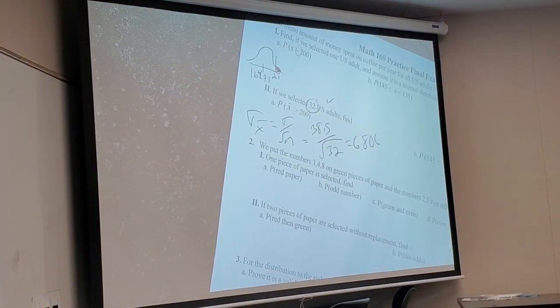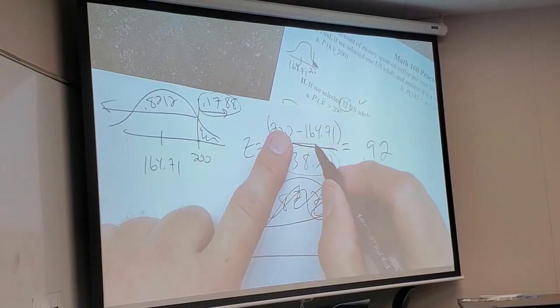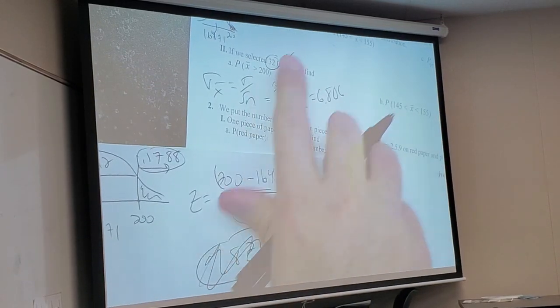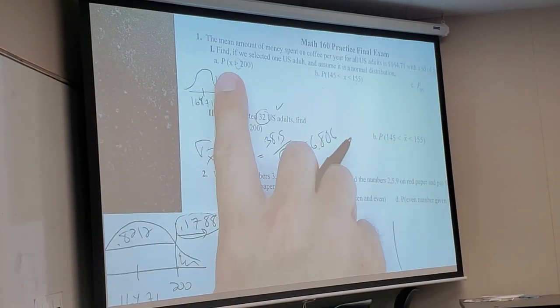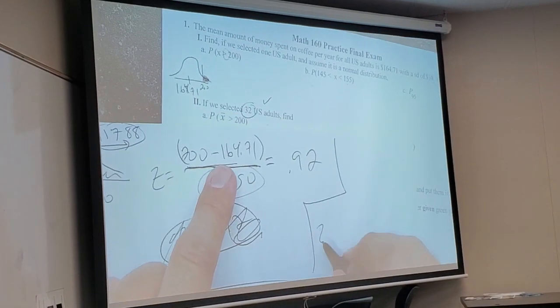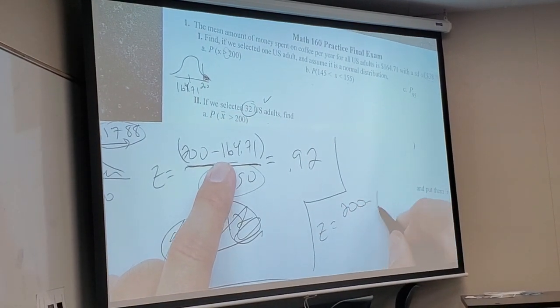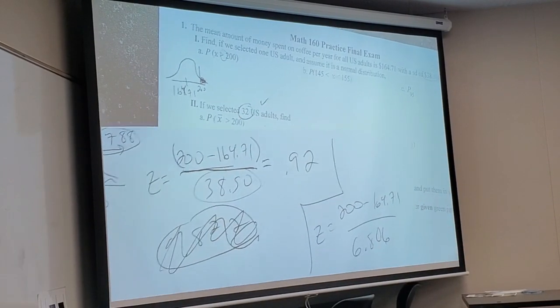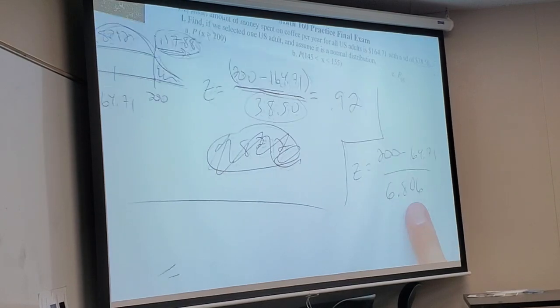Okay, so I'll do all the same work. The question is exactly the same, except now I'm talking about a sample mean instead of a single set of data. So the formula is going to look exactly the same, except of course I'm going to divide by 6.806, the new standard deviation.